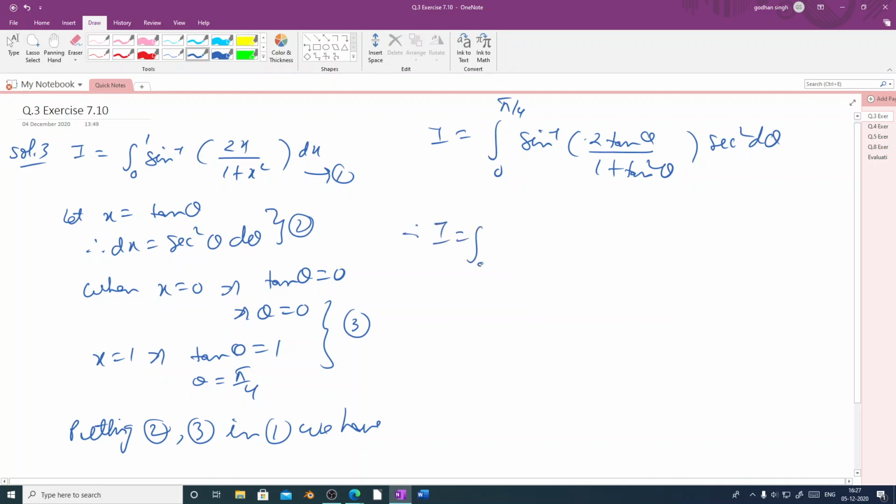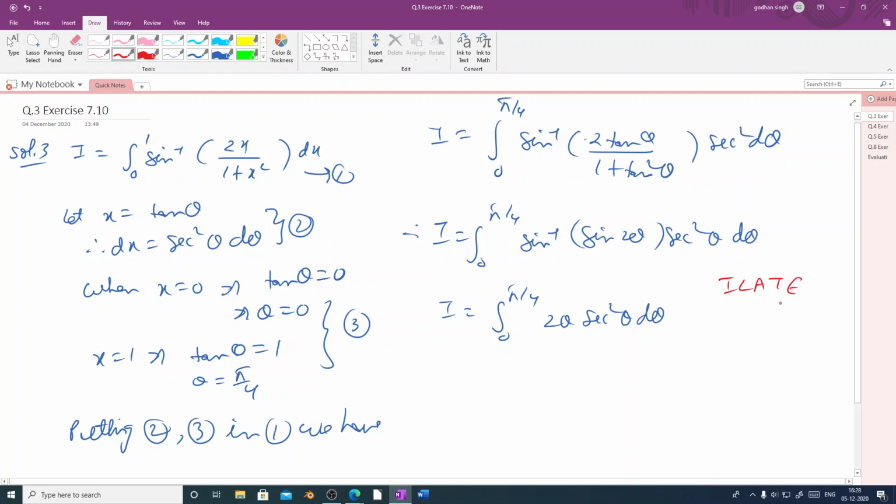Therefore, I equal to 0 to pi by 4 sine inverse, and this will become sine 2 theta sec square theta d theta. So, I equal to 0 to pi by 4 2 theta into sec square theta d theta. Now we'll solve this by integration by parts, and let us write down the rule. The rule is ILATE, I-L-A-T-E. Algebraic is coming first and trigonometric is coming second. So that is already in order. No need to interchange the functions here.